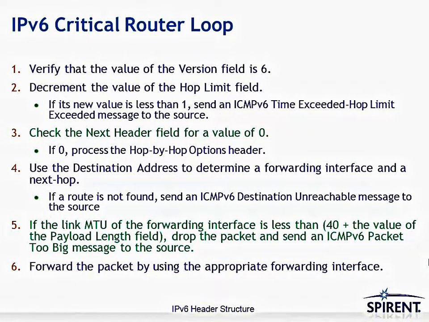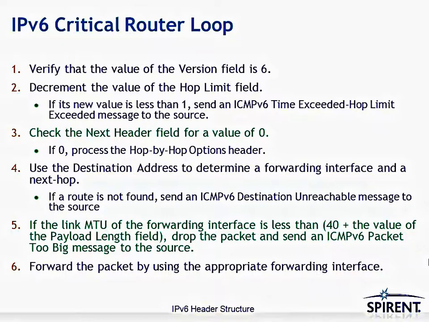Compare that with the IPv6 critical router loop. You'll notice, 1, that instead of 8 steps, there are 6, and 2, that there are a few green fields here now that were actually easier to do with IPv6 than they were with IPv4. In both cases, we have to verify the value of the version field, in this case it needs to be 6, and also decrement the hop limit field. We still have to send an ICMP time exceeded, hop limit exceeded message to the source if it decremented it to 0, but at least it didn't have to recalculate a checksum based on that as well.